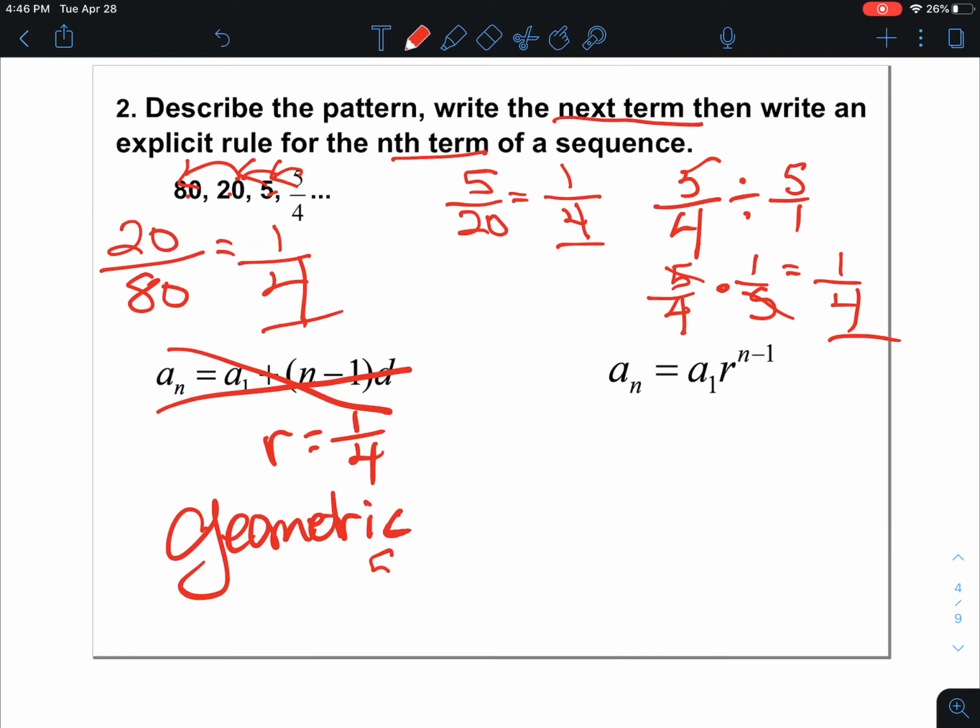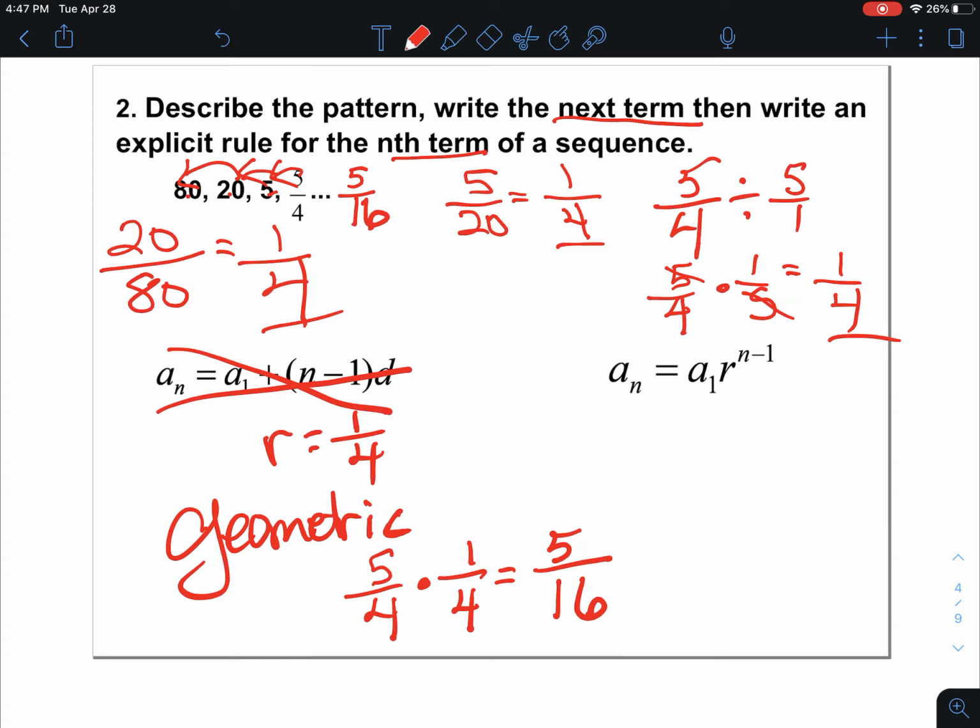So if we had 5 over 4 and we wanted to find the next term, we just need to multiply by that ratio. So 5 times 1 is 5, 4 times 4 is 16. So the next term in the sequence would have been 5 over 16.